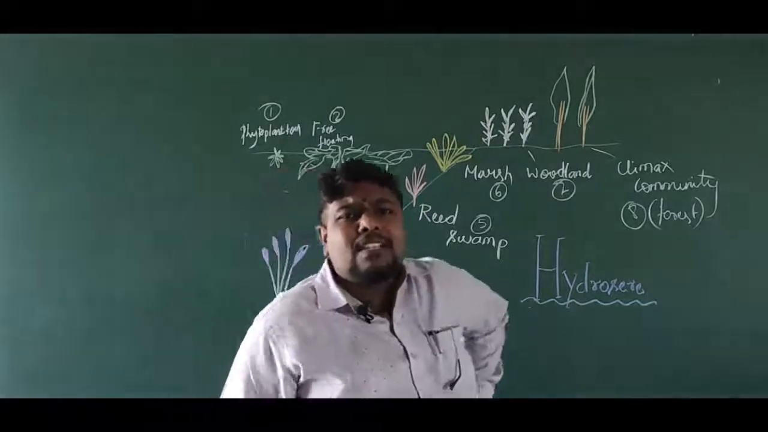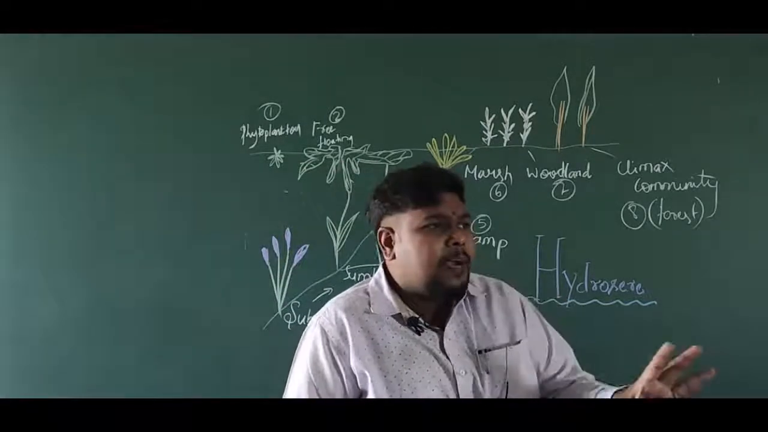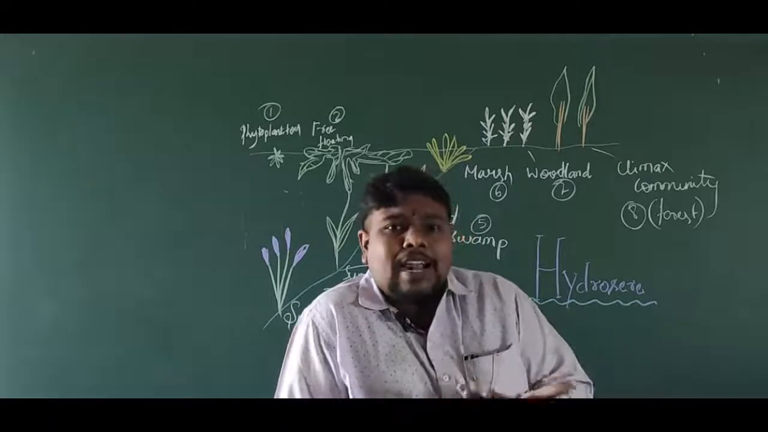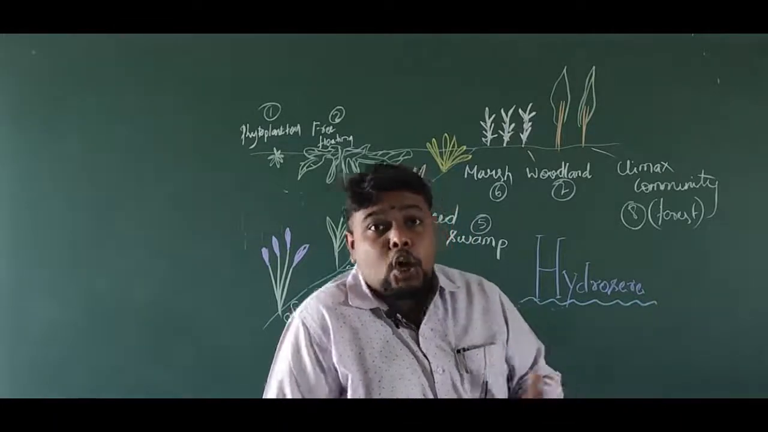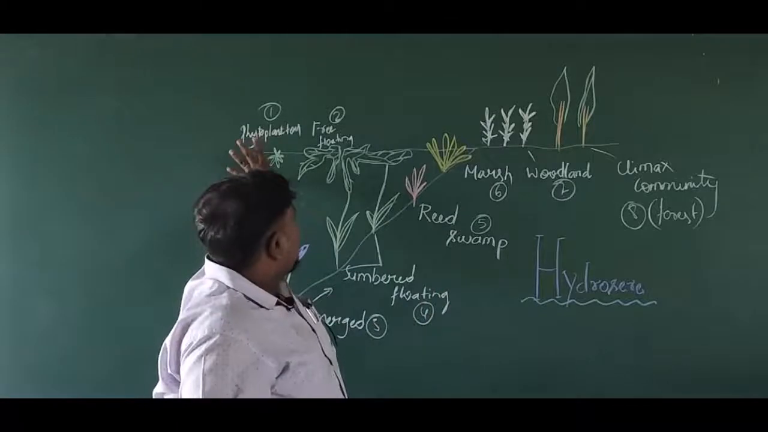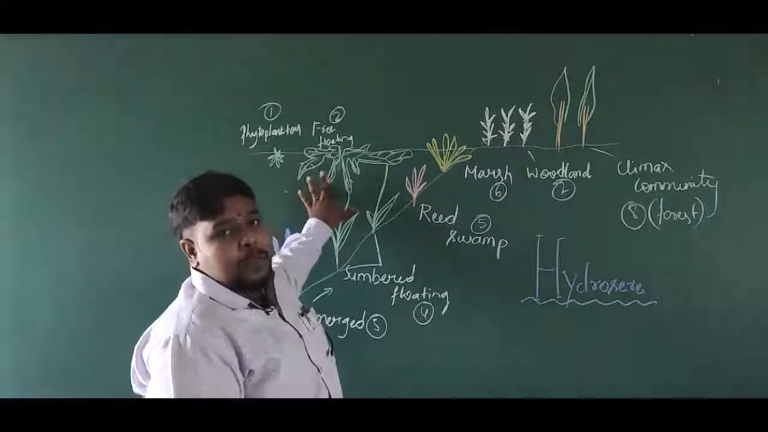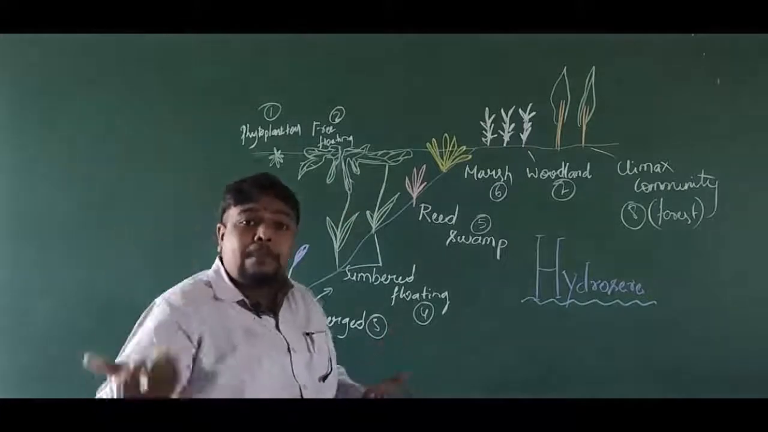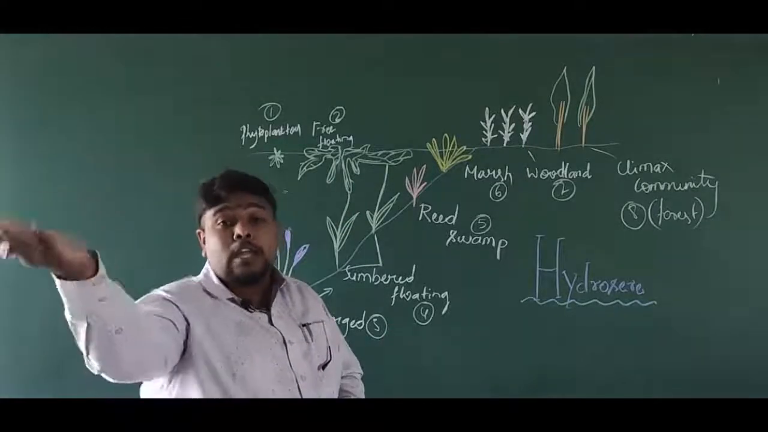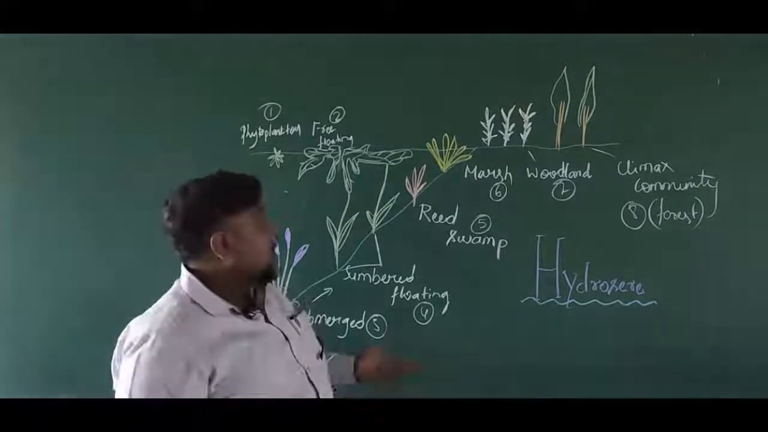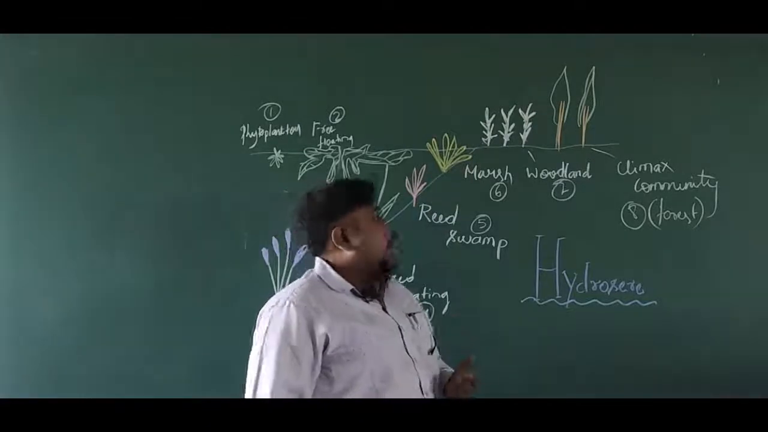So what do you mean by this reed swamp stage? It is nothing but the plants which are gradually floating on the water, not like phytoplankton, but a bit more advanced than your phytoplankton and the free floating plants. They are completely developed plants and they are found floating on the water surface here. And lastly, it will be the marsh.